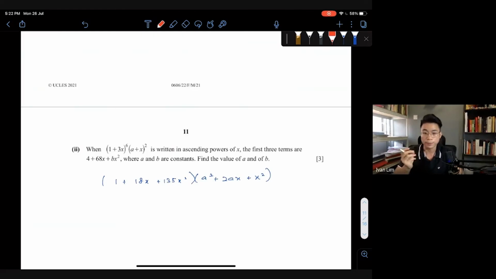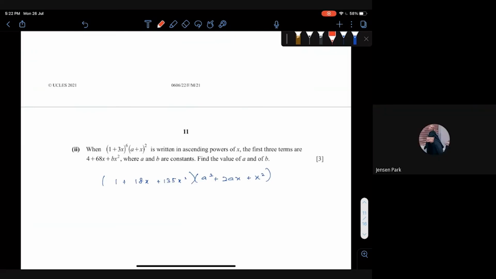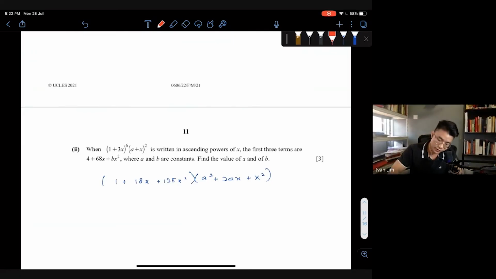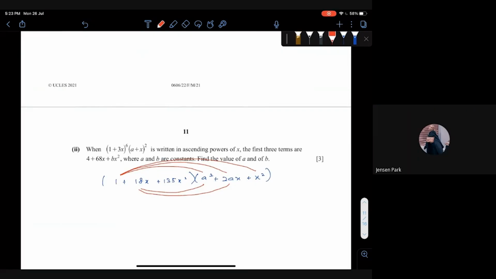You don't go and expand all of it. You all only want x to the power of 0, that means no x term, x to the power 1 and x squared. So you think about it, it's only this times this, and this times this. For 18x, I only multiply with a squared and then with 2ax. Do I need to multiply the x squared? I don't need it.